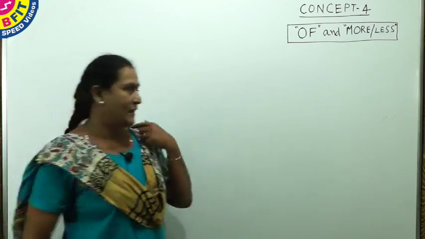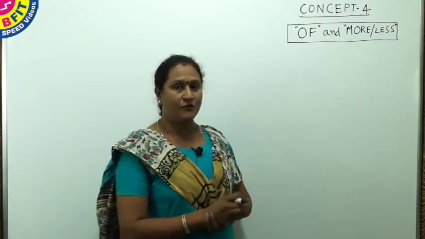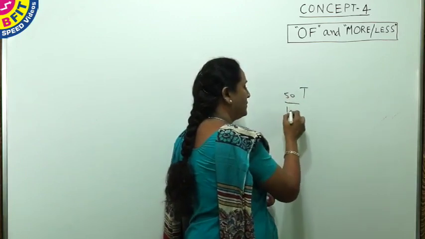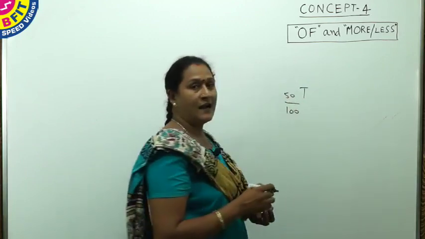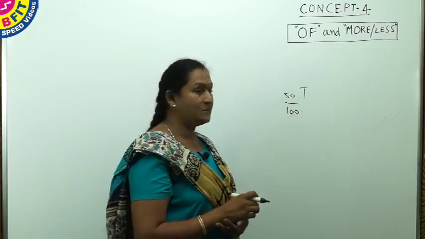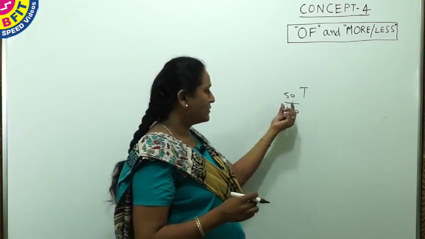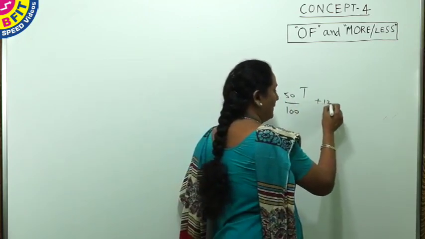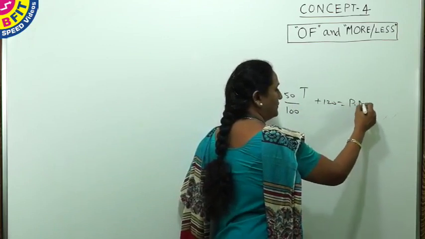It's given that getting 50% of the total. So we'll take total as T, 50% of the total. So a candidate fails in the exam. By how many marks does he fail? He fails by 120 marks. So the marks got by him is 50% of the total, and adding this 120, the pass mark is got.